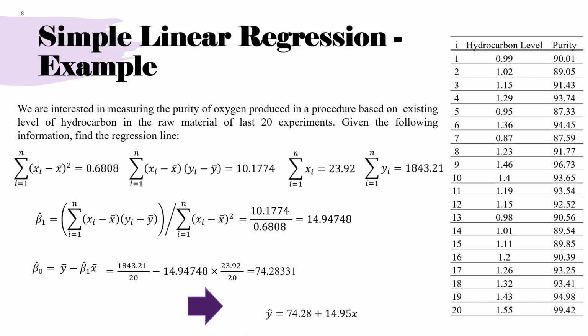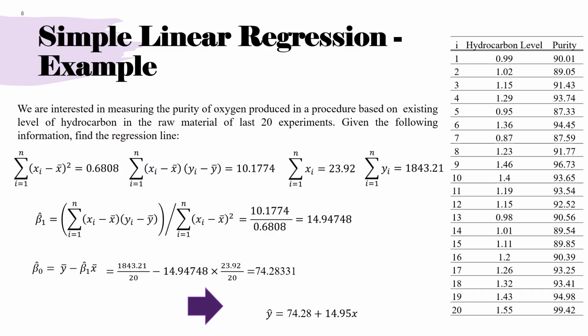Using the provided dataset, we denote the hydrocarbon level as x and the oxygen purity as y. From the data, we compute the sum of squared deviations of x from its mean, the sum of the products of deviations of x and y from their means, as well as the sum of x values and the sum of y values. Substituting these quantities into the derived closed-form expressions for the least squares estimates, we obtain a slope estimate, beta 1 hat, of 14.95 and an intercept estimate, beta 0 hat, of 74.28.